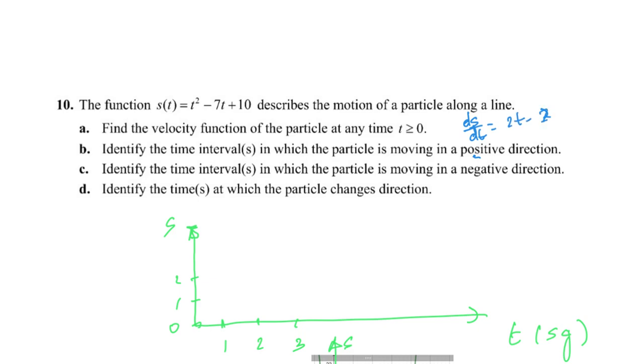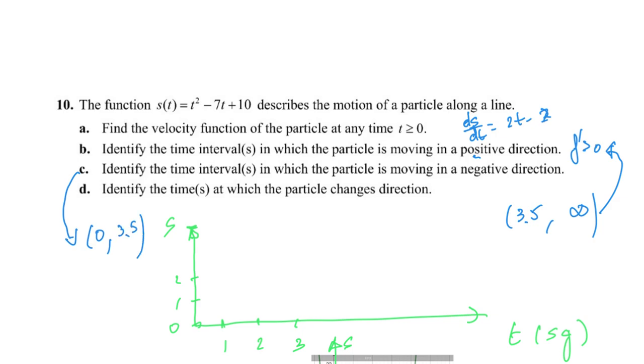Okay, the first question is already found. Identify the time interval in which the particle is moving in a positive direction. It's moving in a positive direction when s prime of t is positive, which is in the interval 3.5 to infinity. So we already answered this question. Identify the time interval in which the particle is moving in the negative direction. Well, in the negative direction is when the slope is negative, and the slope is negative in the interval 0 to 3.5.